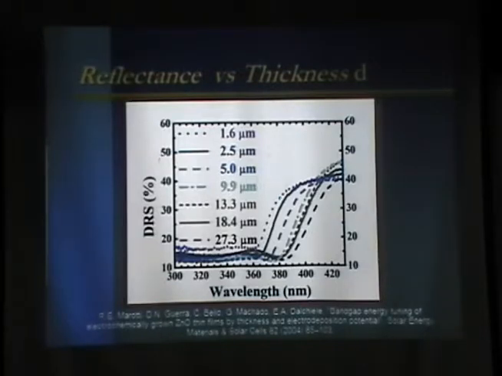For example, here I show you how you can shift the absorption edge changing only the thickness of the material, right? As the thickness increases, the absorption edge shifts into the red, or on the contrary, as the thickness of the thin film decreases, the absorption edge goes deeper into the ultraviolet region.